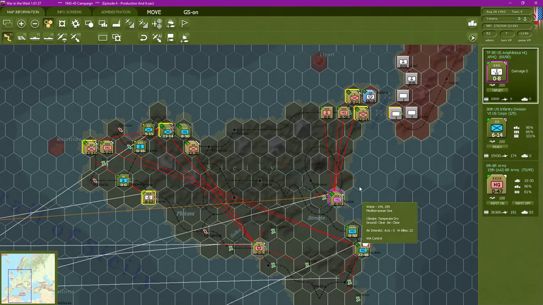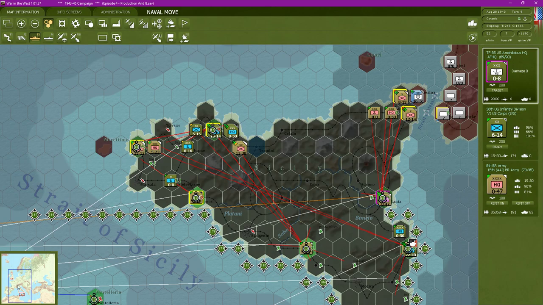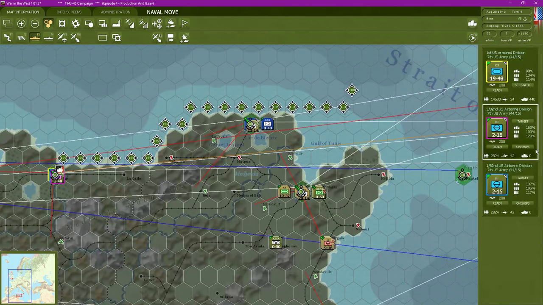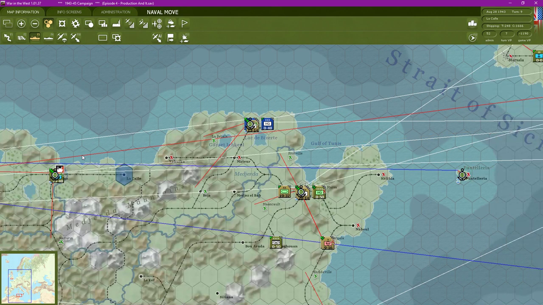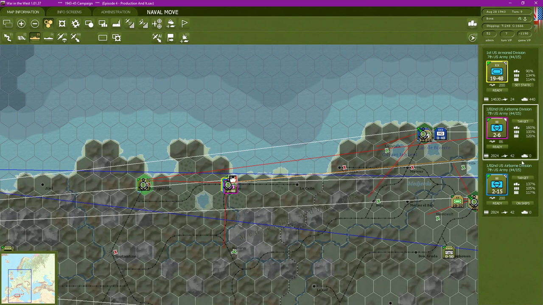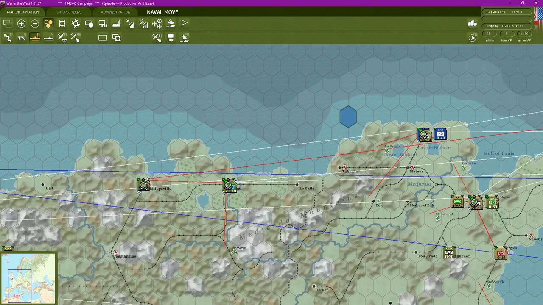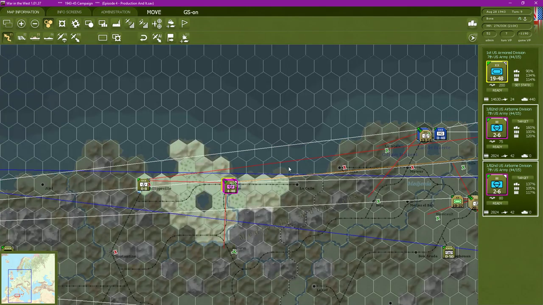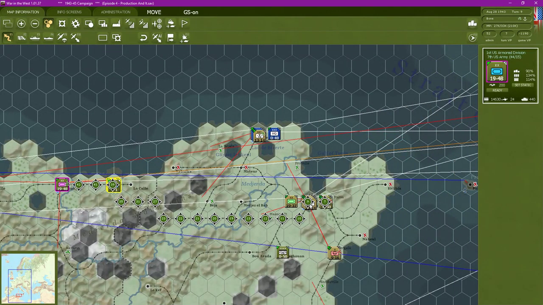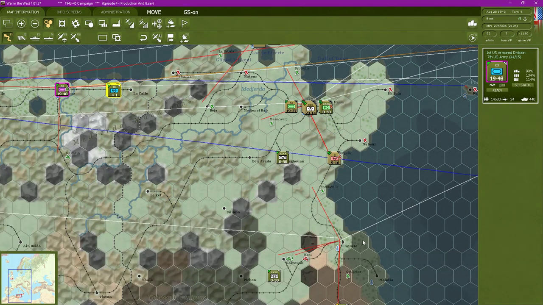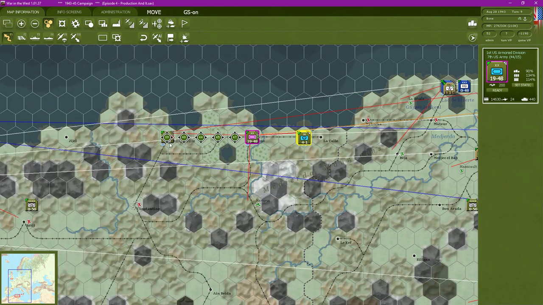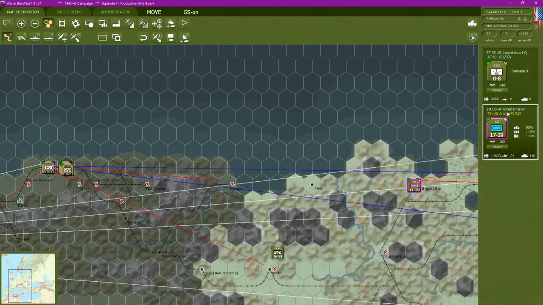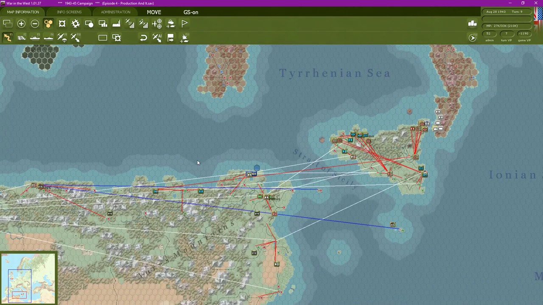Right, we have you over here. Let's have you over here. Interesting. Forgot about this. We have some more US armored. Right, so you're under the command of 7th US Armored. Okay.